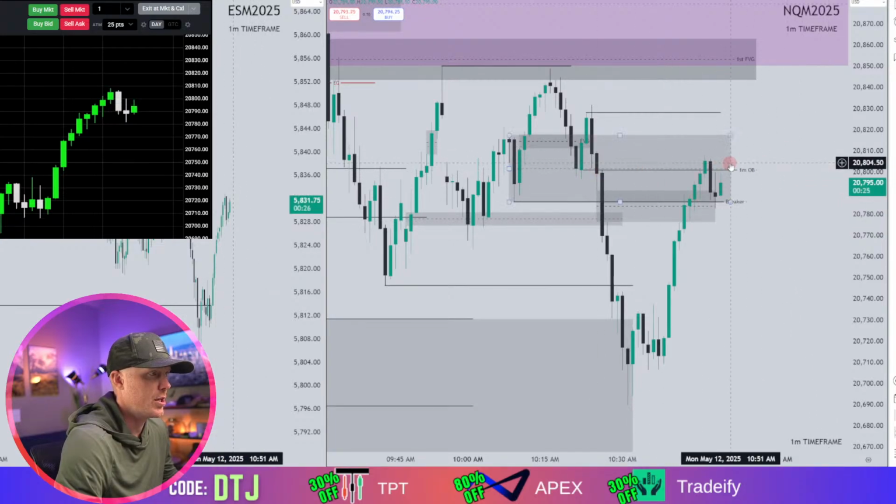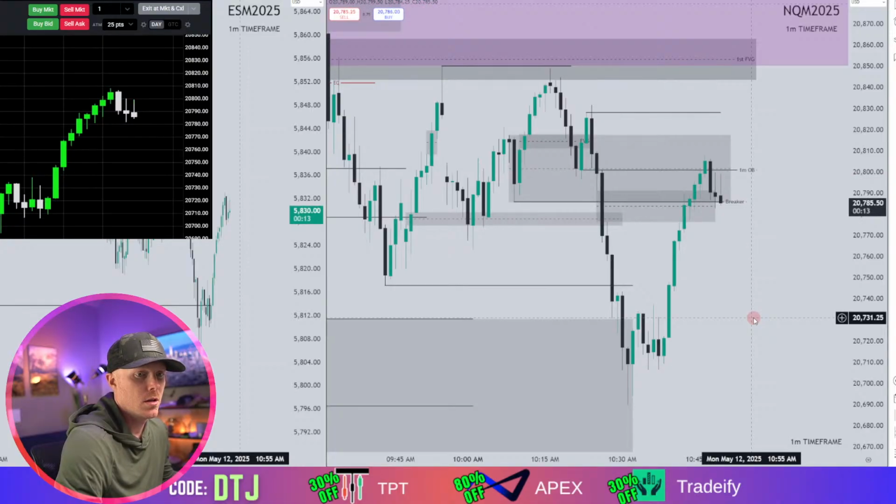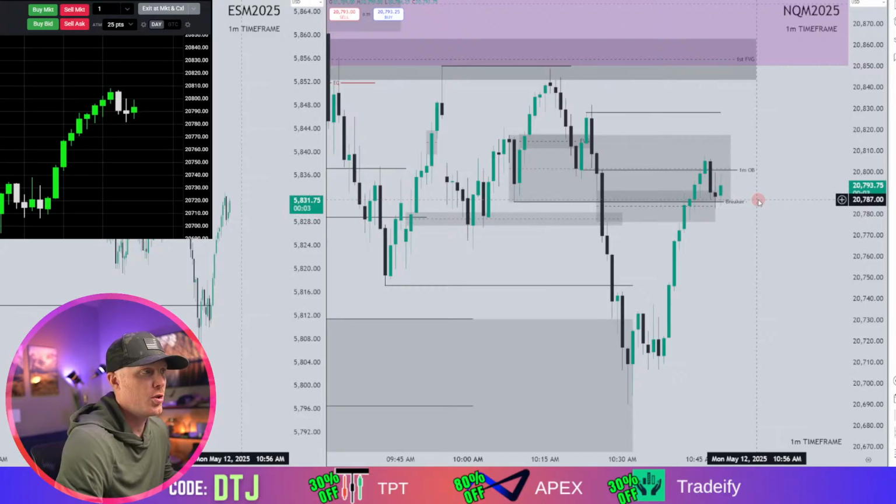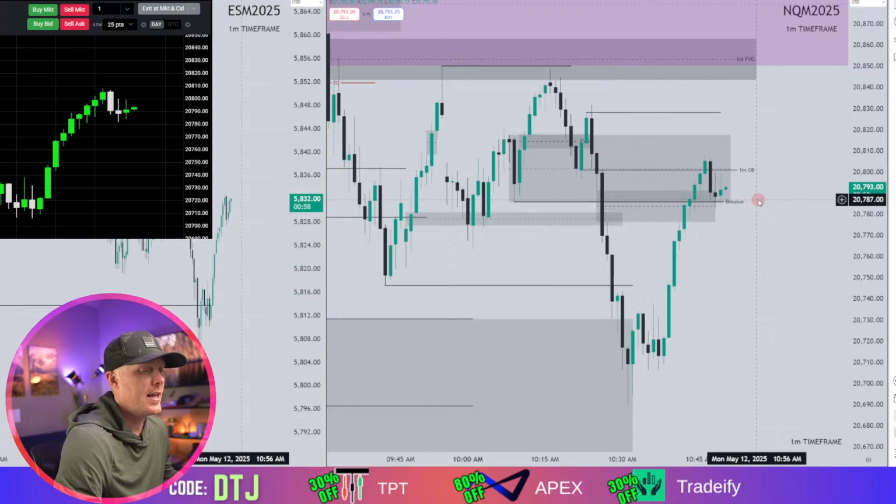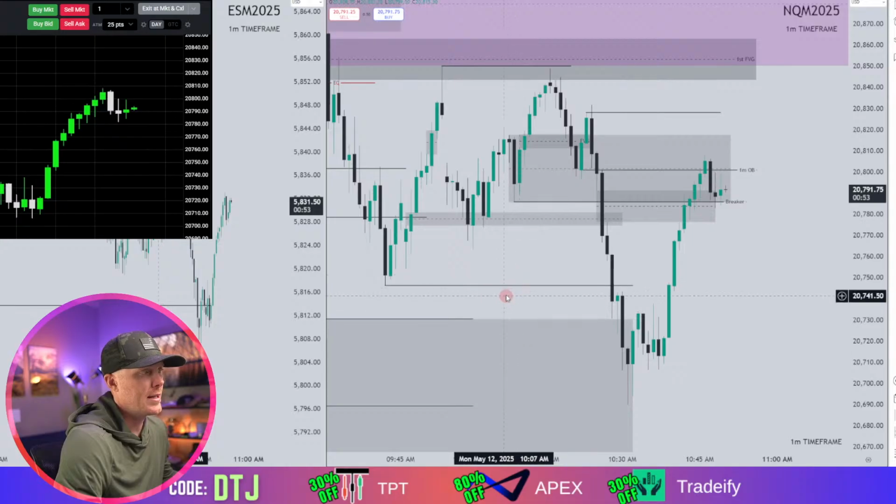I like this rejection. I'm not counting this as a displacement yet. Indicators are a waste of time. Some people are profitable with them, so I can't knock them. But they're delayed indicators. So these indicators tell you what happened, not what's happening. We want to look and take trades based on what's happening, not what has already happened.